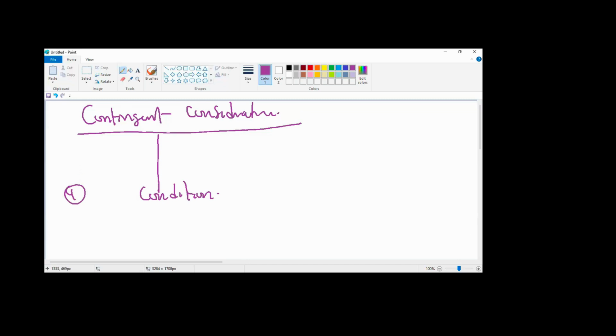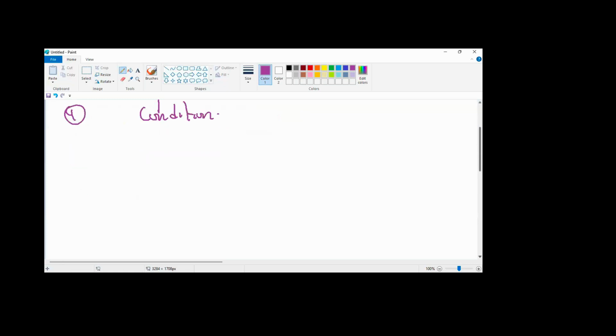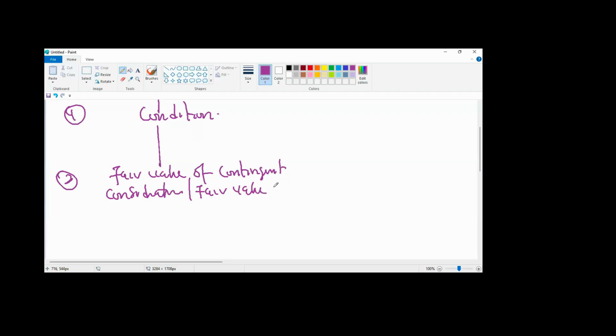What are you going to do in return for meeting the condition? Second, it is known as the fair value of the contingent consideration, or they say the fair value of the arrangement. Watch out for those words. It's always there. These are the two things they can say. They can give us the fair value of the contingent consideration or the fair value of the arrangement.